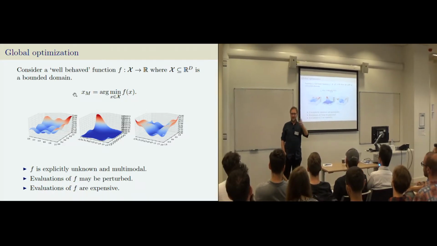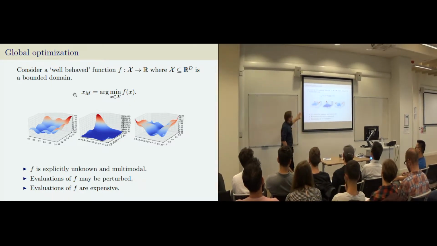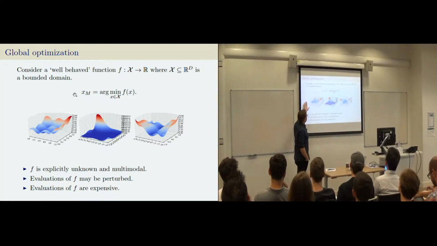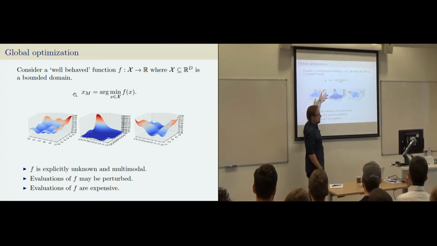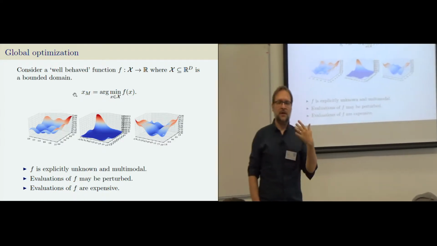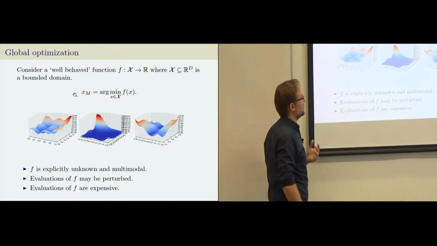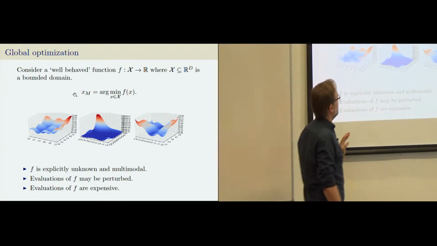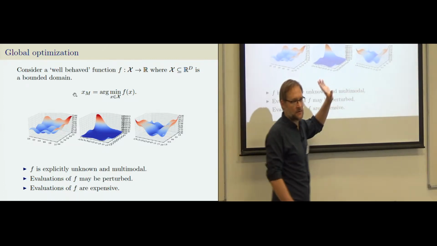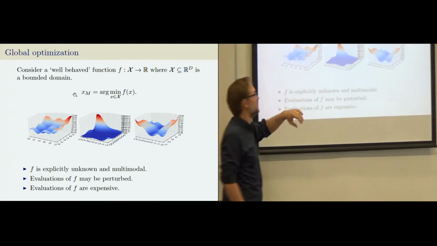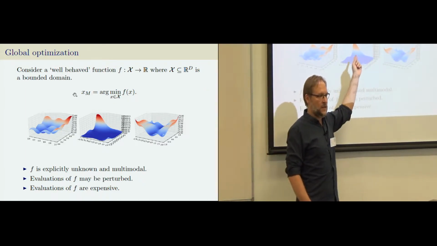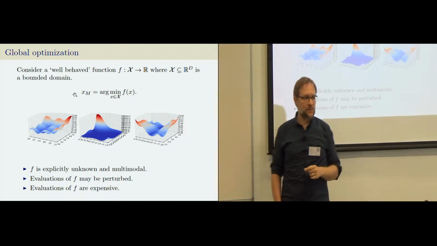Okay, so the cases that we are going to study here today are optimization problems in which we have some well-behaved function. Typically, by well-behaved, we assume that the function is continuous and in some cases differentiable. It is defined on some subset of R^D, although we'll see how we can relax this assumption. This is the general formulation of the problem, and the goal is to find the global minimum of the function in that set, right?